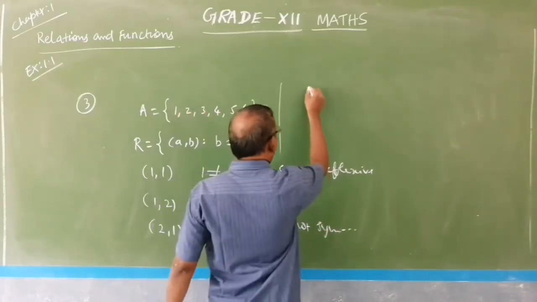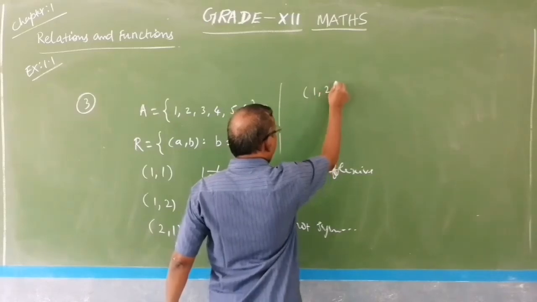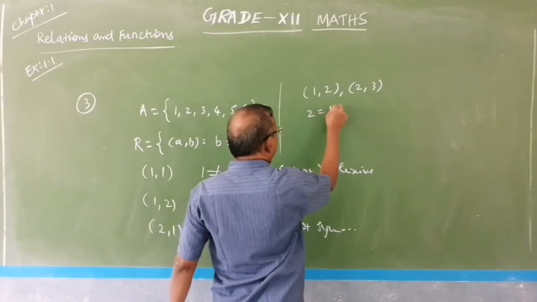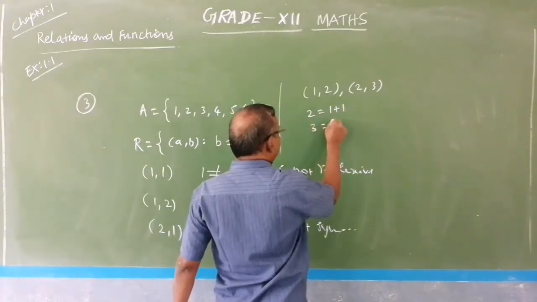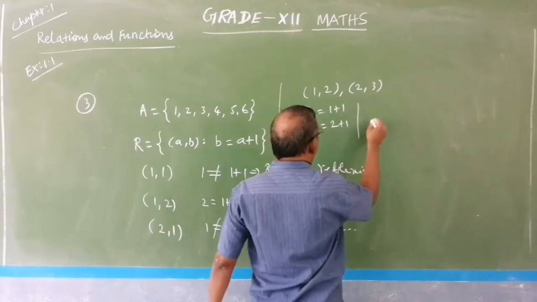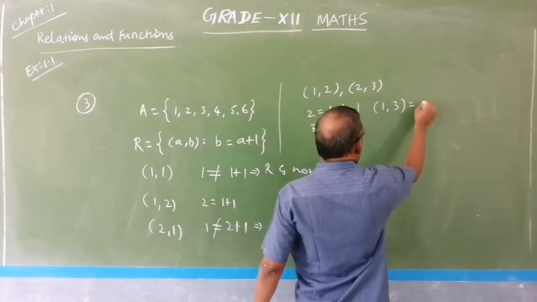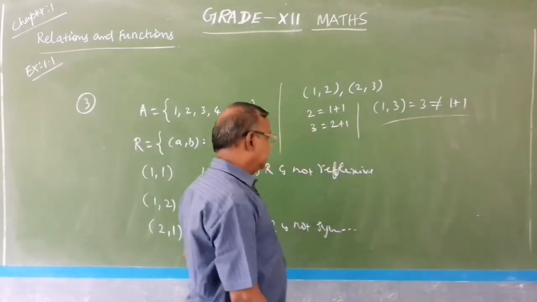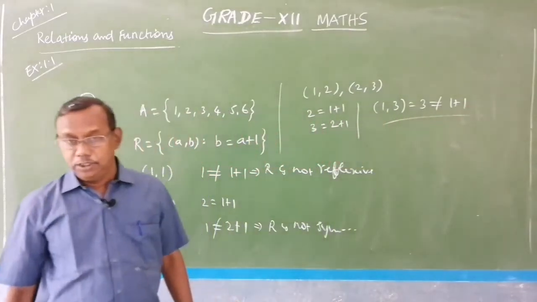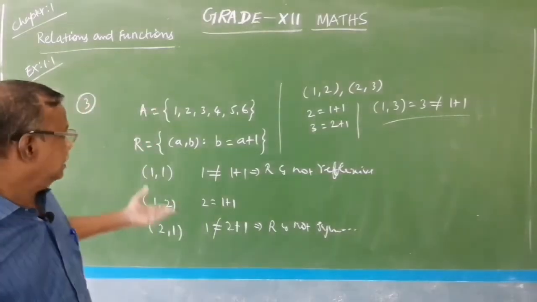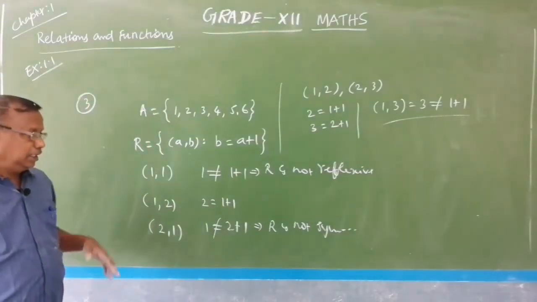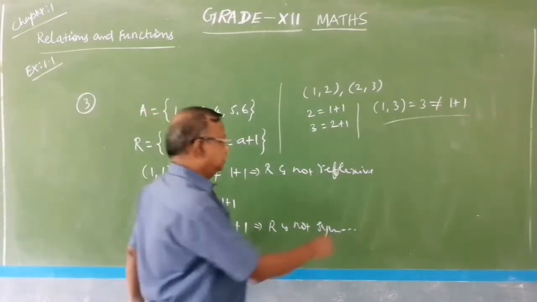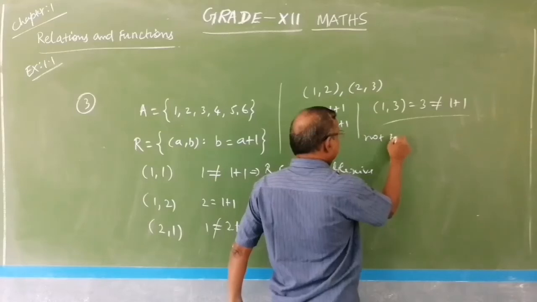And consider (1, 2) and (2, 3). Here 2 equals 1 plus 1 and 3 equals 2 plus 1. But (1, 3) is not in R, since 3 is not equal to 1 plus 1. So R is not transitive too. Therefore, in this relation, R is neither reflexive, nor symmetric, nor transitive.